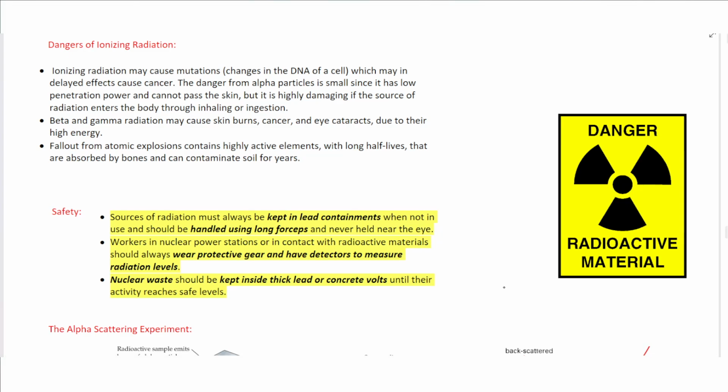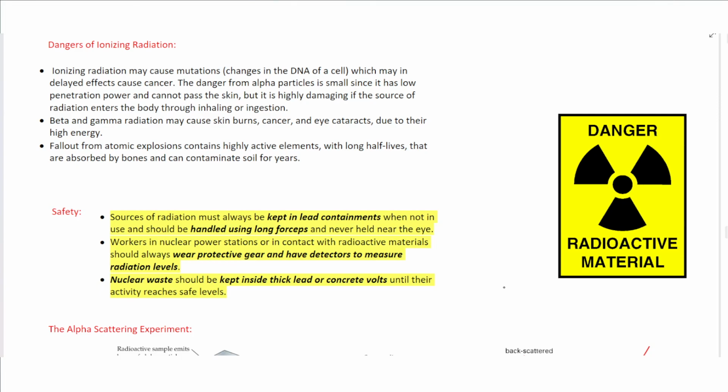For safety, we use long tongs to hold radioactive materials, and we wear protective suits that are lined with lead. We also use air supply or oxygen tanks or air tanks while performing any experiment, or using any radioactive materials in a power station or anything like that, to prevent inhaling any source of radiation, to prevent contamination inside the body.